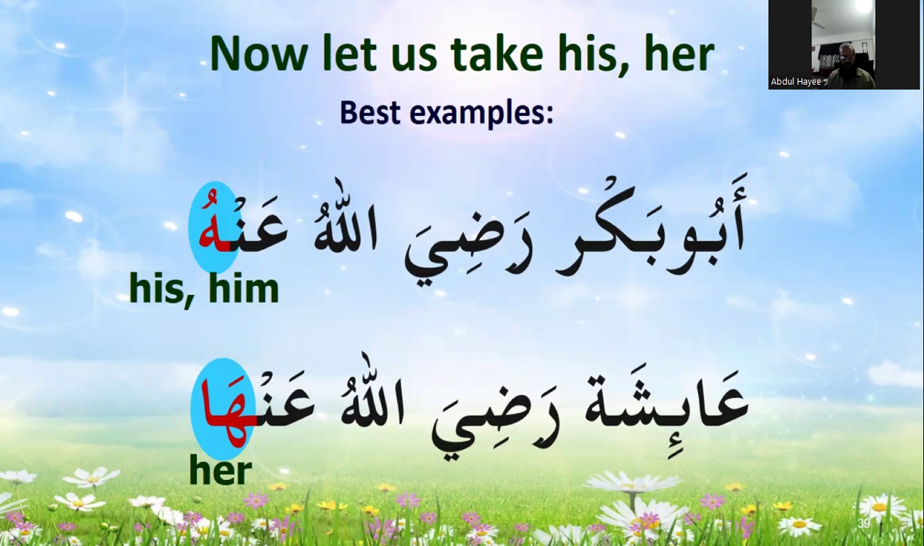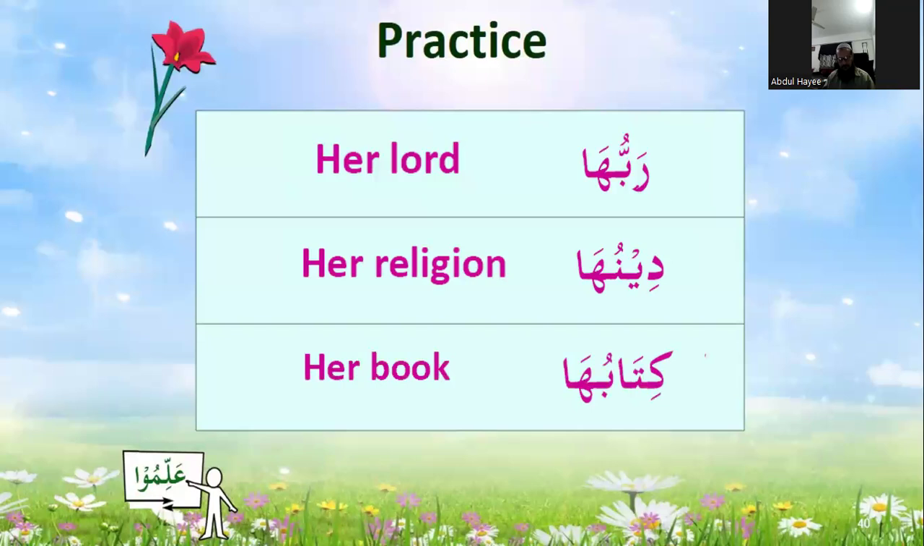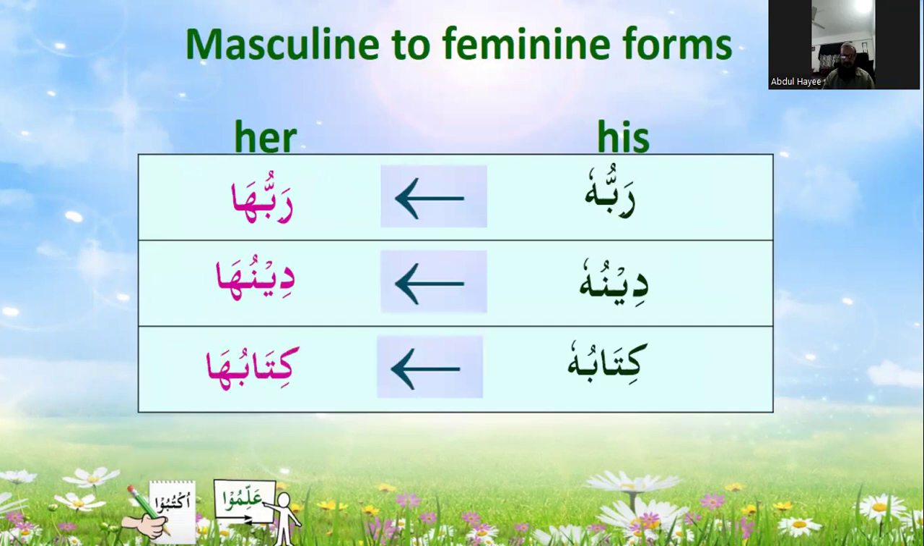So the difference is who for him and her. So remember the Prophet, remember the companions of the Prophet, radiyallahu anhu, and Aisha, radiyallahu anha. So it's an easy way for you to remember those. Let us practice. Rabbuhu, her Lord, dinuha, her religion, kitabuha, her book. Masculine and feminine words, his and her.